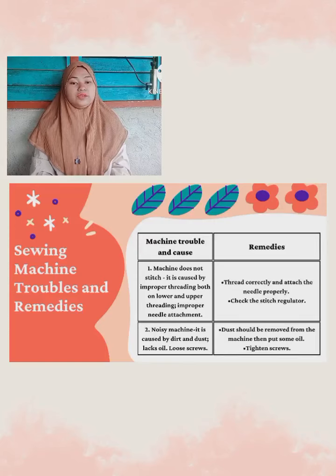So what I have here are the most common troubles that we can encounter in the sewing machine. First trouble is the machine does not stitch. The machine does not stitch properly, it could be caused by improper threading for both lower and upper threading and improper needle attachment. So the remedies that we can take action is to thread correctly and attach the needle properly and regularly check the stitches.